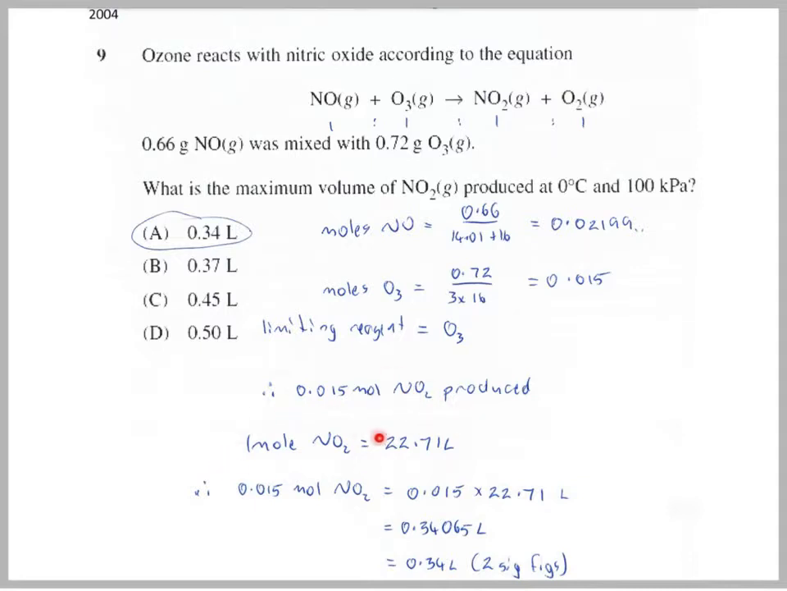1 mole of NO2 equals 22.71 litres. Therefore, 0.015 moles equals 0.34065 litres. And I'm not worrying about significant figures here. So if I go down the bottom here, we do our significant figures. We've got 2 sig figs, 0.34 litres. There is our answer, 0.34 litres, so it is A.